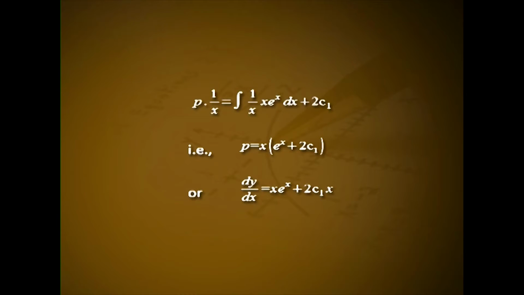And the equation becomes x into dp by dx minus p is equal to x square into e raised to x, that is dp by dx minus 1 by x into p is equal to x into e raised to x, which is a linear equation of first order in p. Integrating factor is equal to e raised to minus integral 1 by x dx, which is equal to 1 by x, and the solution is p into 1 by x is equal to integral of 1 by x into x e raised to x dx plus c1, that is p is equal to x into e raised to x plus c1 x, or dy by dx is equal to x into e raised to x plus 2c1x.